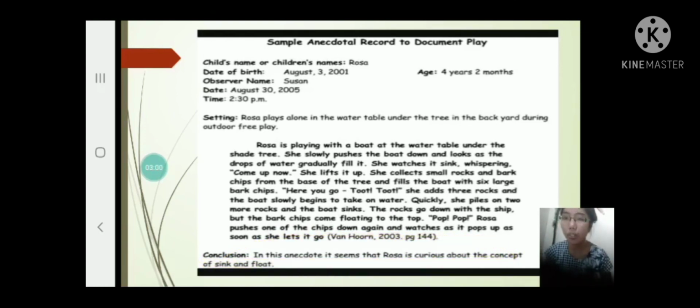In this anecdote, it seems that Rosa is curious about the concept of sink and float. So, parang doon, malalaman natin na itong bata na to medyo interested siya sa mga bagong nakikita niya, bagong information na nalalaman niya, more on nag-experiment siya, 'di ba? Parang more on science siguro siya, ganun.